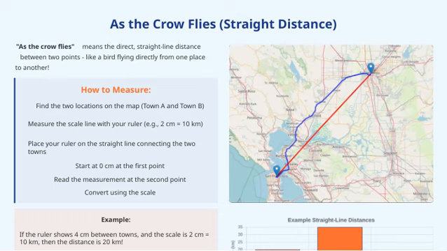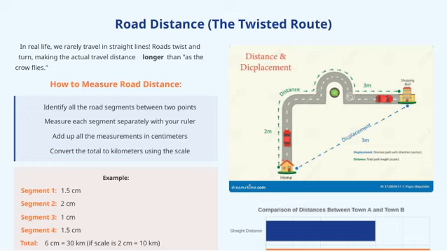Now let's talk about road distance, or as I like to call it, the twisted route. In real life, we rarely travel in straight lines. Roads tend to twist and turn, which means that the actual distance we travel is often longer than the straight line, or as the crow flies, distance. This is an important point because it affects how we measure and understand travel routes.